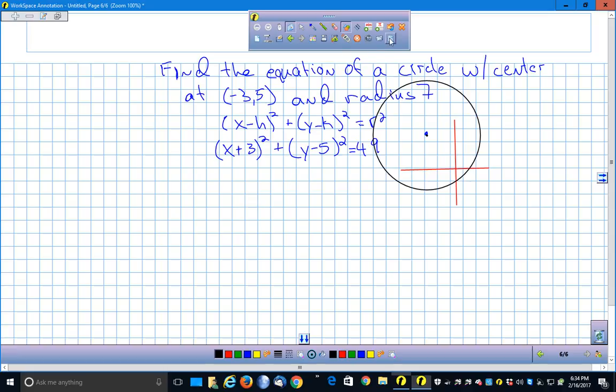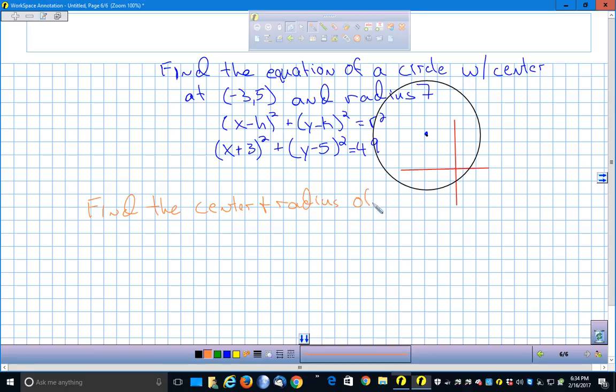So going backwards, say I had a problem like this. Find the center and radius of a circle with equation (x + 1)² + y² = 12.